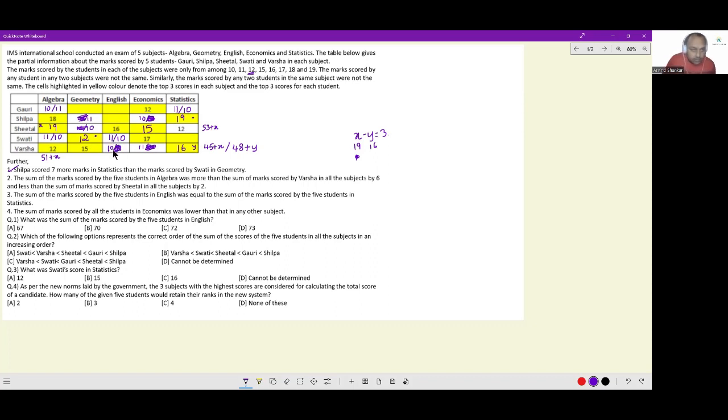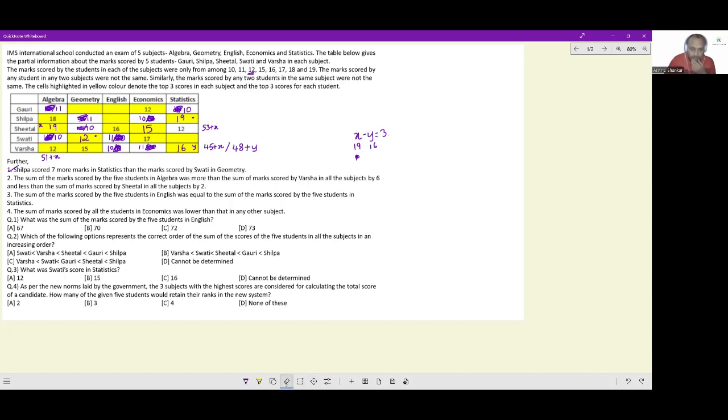Even further, look at English. Because Varsha has got 10, now Swati will get 11. Because she has got 11, Swati will get 10 in algebra. If she gets 10 in algebra, Gauri will get 11 in algebra. Because she is getting 11 in algebra, in statistics, she will get 10. So yes, these concerns are also taken care of.